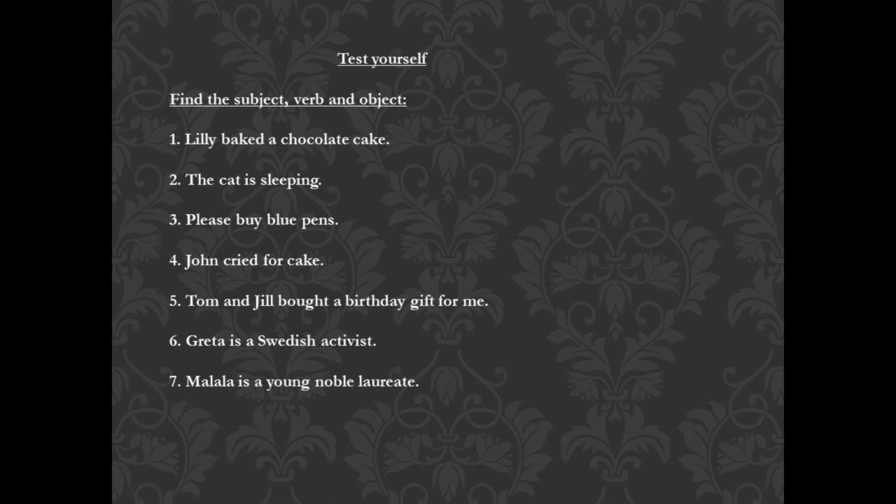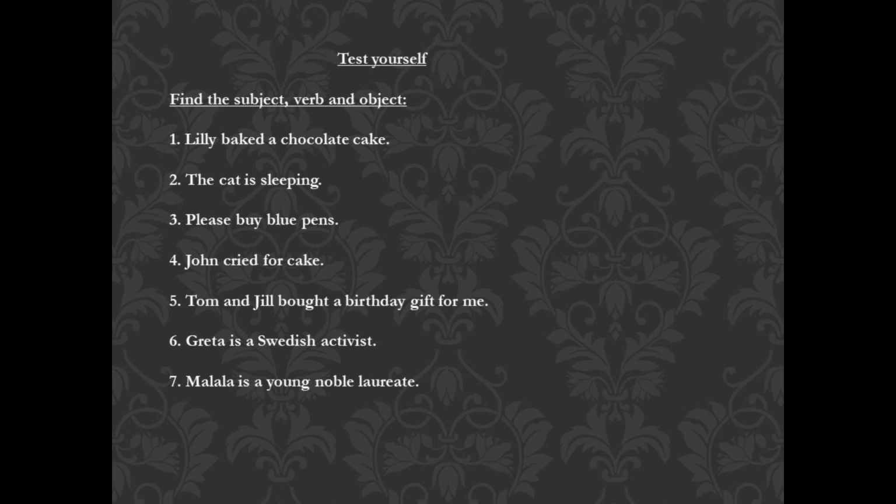Please buy blue pens. What is the subject in this sentence? Please buy blue pens. Here, the subject is hidden. So, this statement actually is, you please buy blue pens. So, when you rewrite the sentence as, you please buy the blue pens, you will be the subject. So, in this sentence, the subject is hidden. And the verb is buy. Because that is the work done by the subject, you.